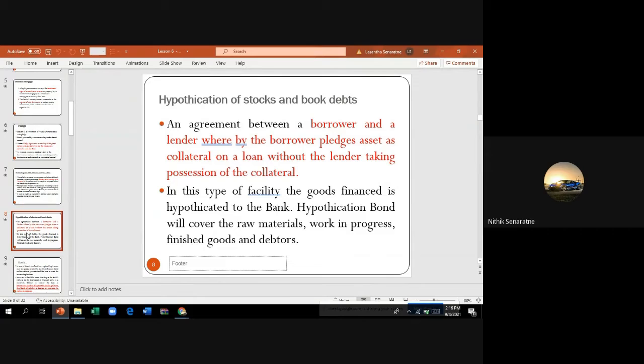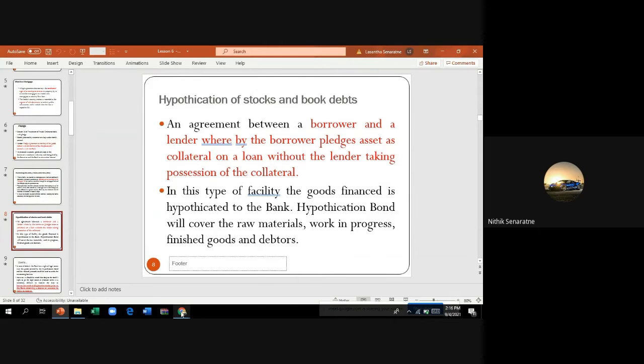Right. No questions. Hypothecation of stocks and book debts. An agreement between the borrower and the lender, whereby the borrower pledges assets as collateral on a loan without the lender taking possession of the collateral. In this type of facility, the goods financed are hypothecated to the bank. The hypothecation bond will cover the raw material, work in progress, finished goods and debtors. So there is work in progress, as I told you.